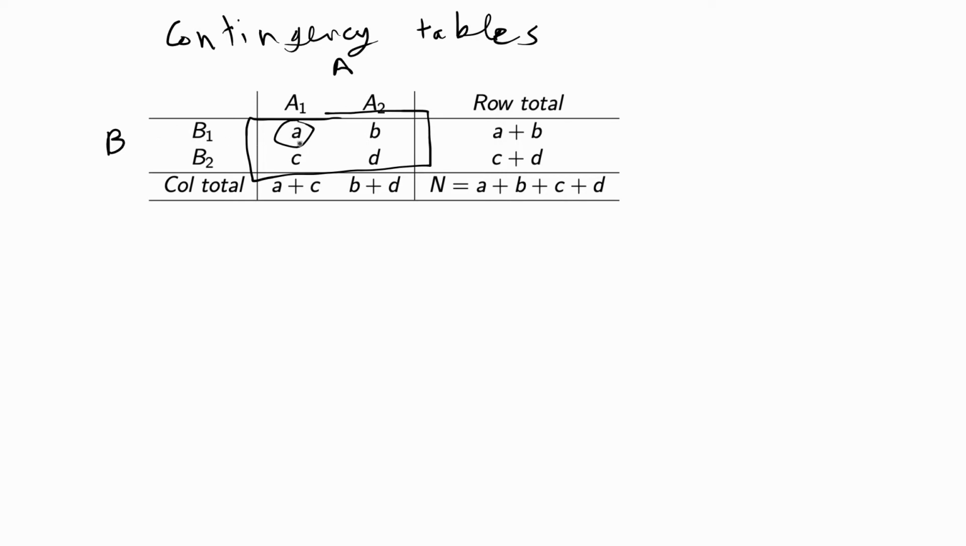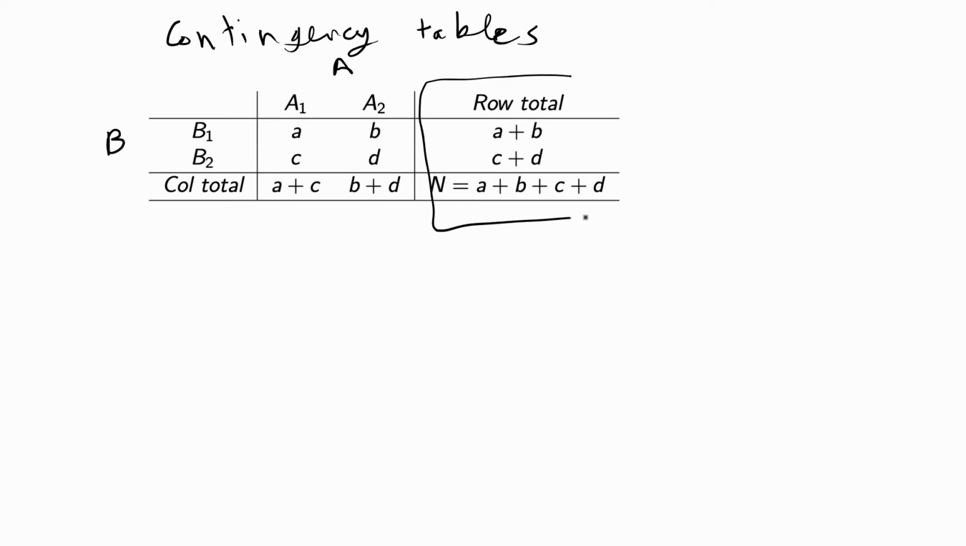So A, lowercase a, refers to the observed frequency of having factor level A1 and B1. Lowercase b refers to the observed frequency of having factor level B1 and factor level A2. C refers to having B2 and A1, and D refers to having A2 and B2. So those are known as the observed frequency counts.